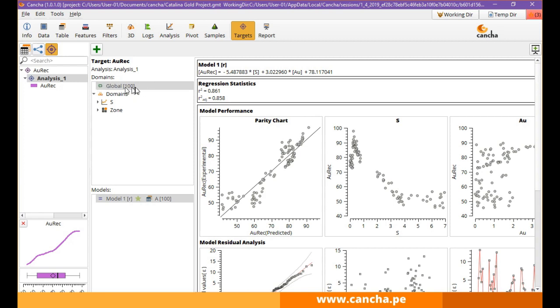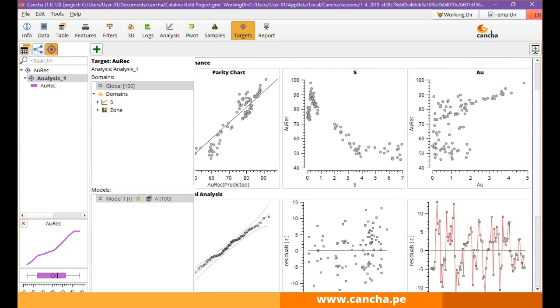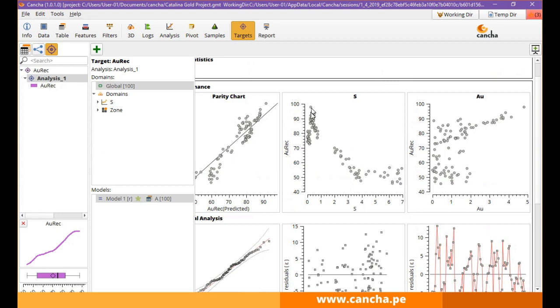So this is basically saying all 100 samples, one single model, the gold recovery is equal to minus 5.5 times the sulfur plus 3 times the gold grade plus 78. Okay, it's got an R squared of 0.861 or an adjusted R squared of 0.858, which is a very good model. For it to be valid, we'd hope that the sulfur and the gold separately would have good correlations with the same target.